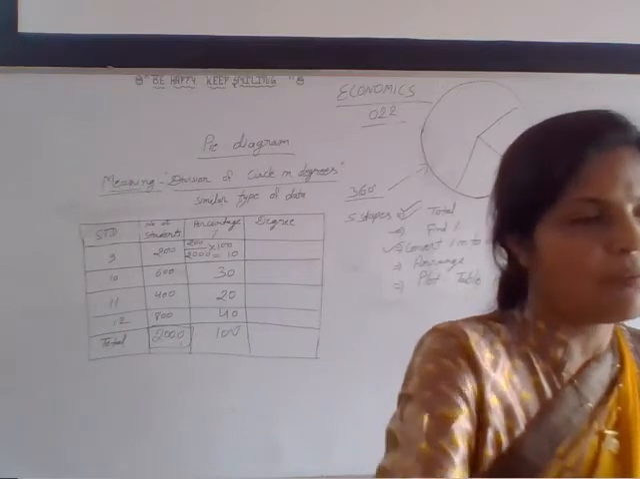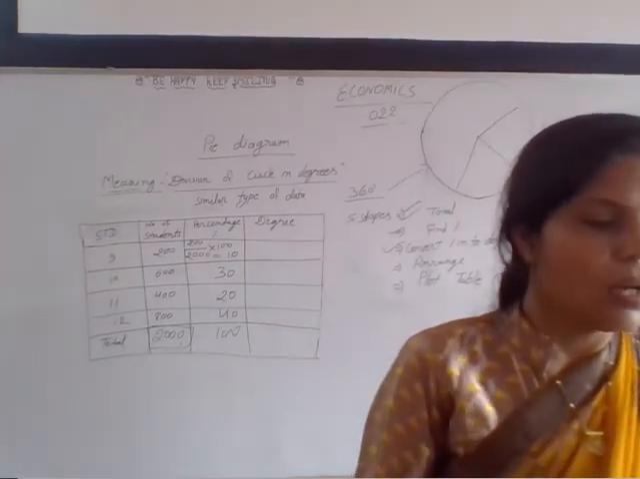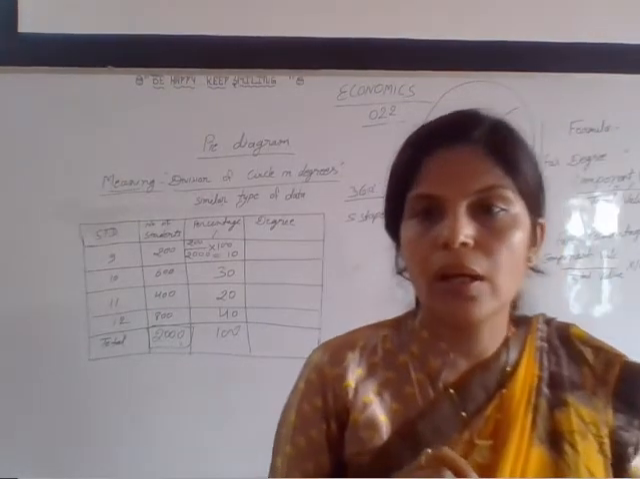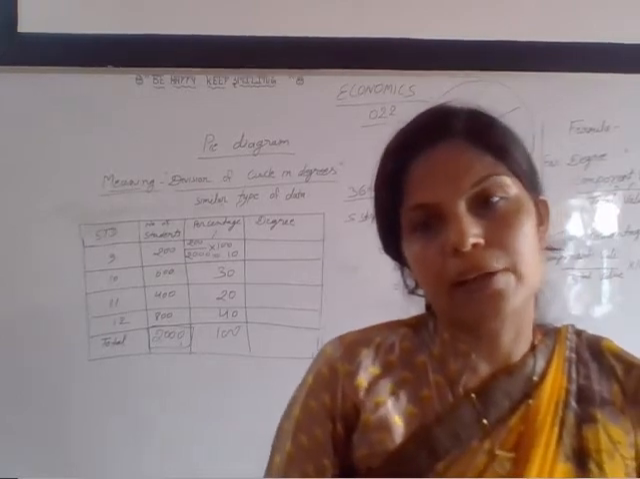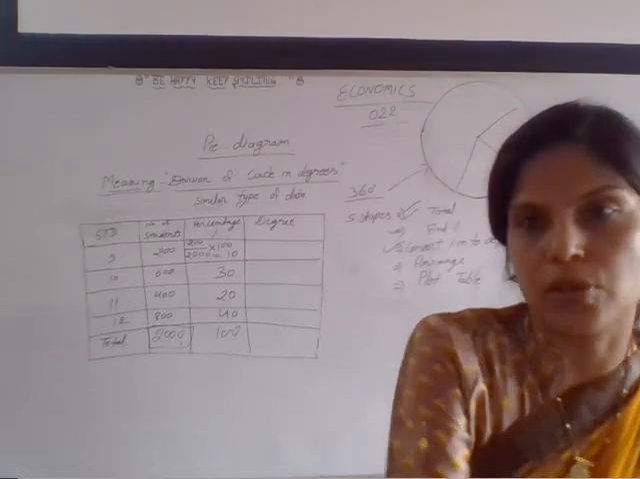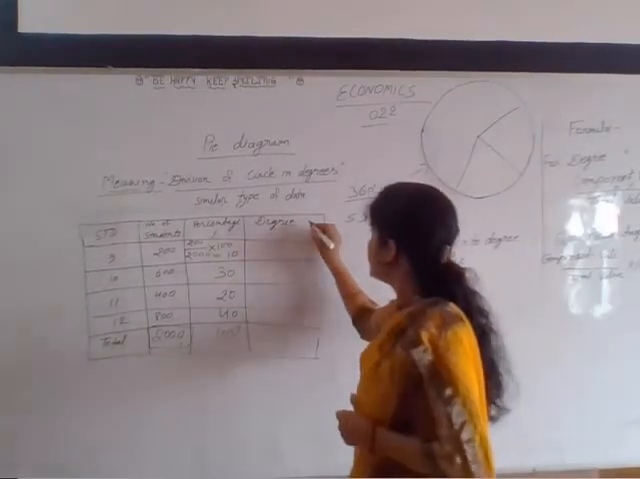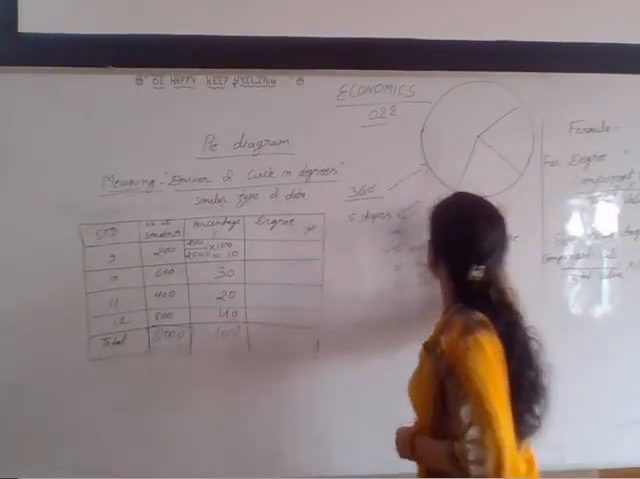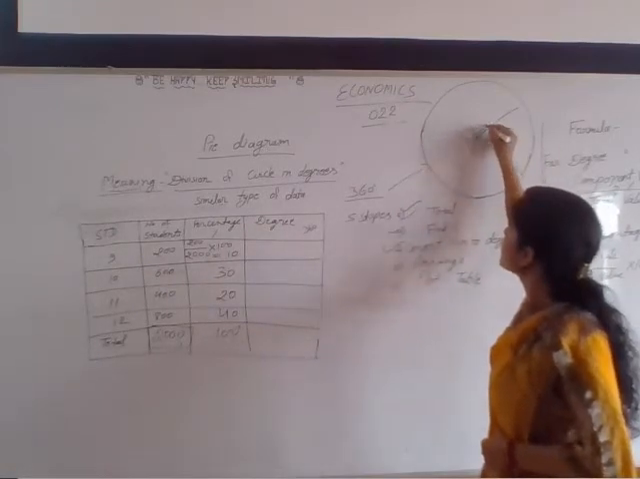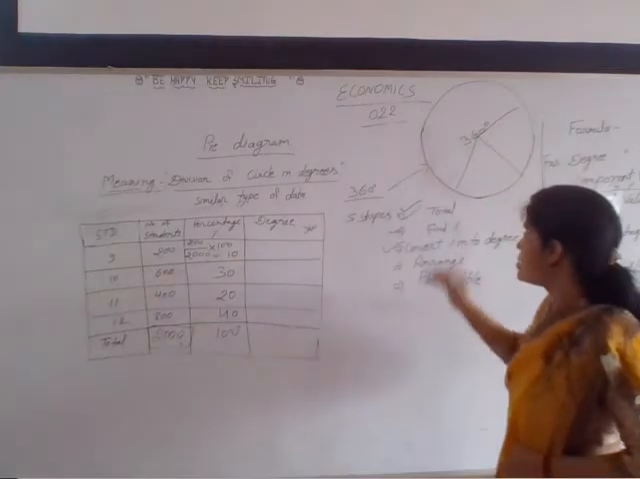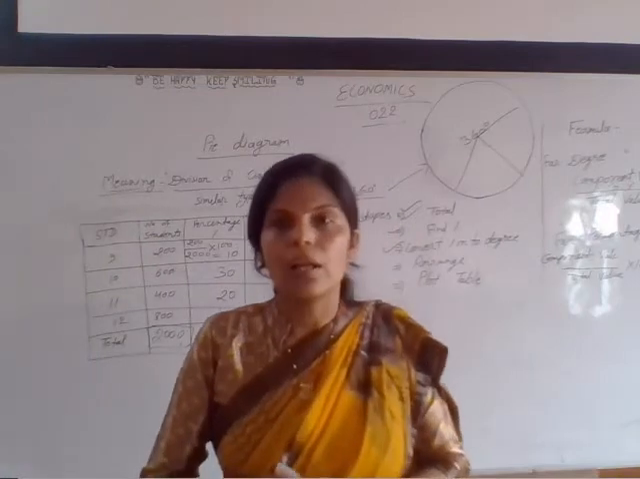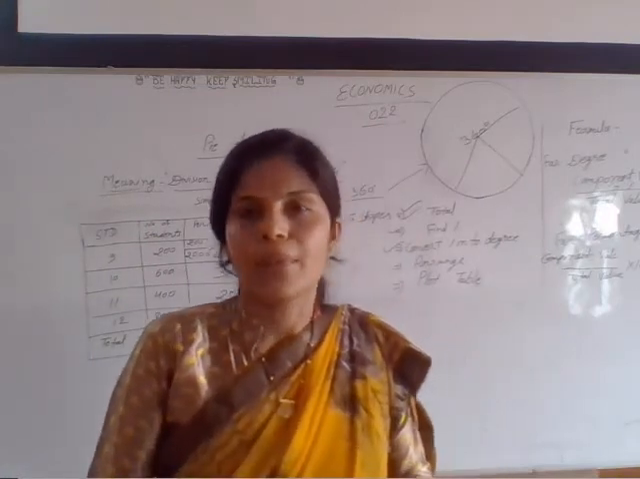For this, we have a formula. What is the formula? Our formula is component value divided by the total value and multiply by 360. Why? Because the total of the degree will be 360. What is the value of this circle? This chart value is 360 degree. So we use this formula: component value divided by total value multiplied by 360.